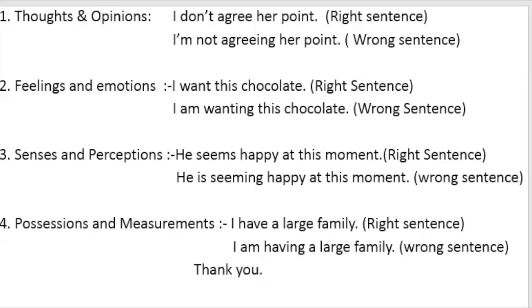Fourth one, possessions and measurements. I have a large family. Right sentence. Here, have is the main verb. I'm having a large family. Here, I'm having is present progressive. So it's a wrong sentence. The verb have, which is a state verb, cannot be used in I'm having a large family, which is a wrong sentence. So I have a large family is the right sentence.